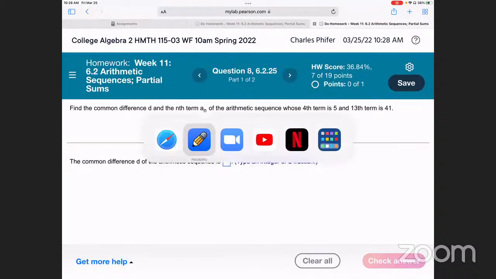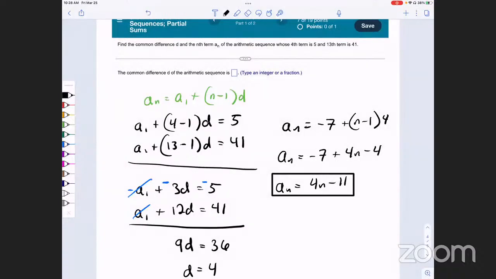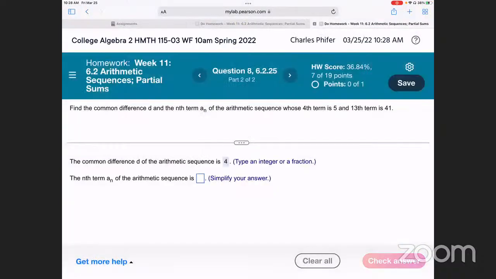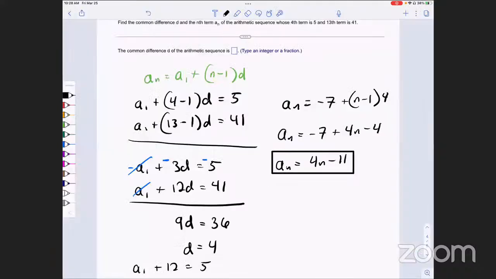So the common difference we got was 4, and the nth term of the arithmetic sequence we got is 4n minus 11.